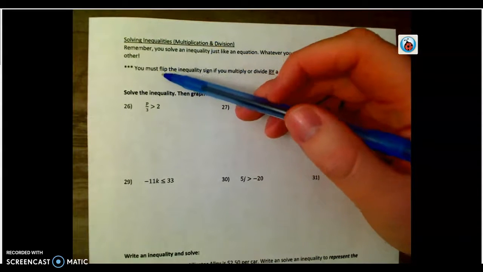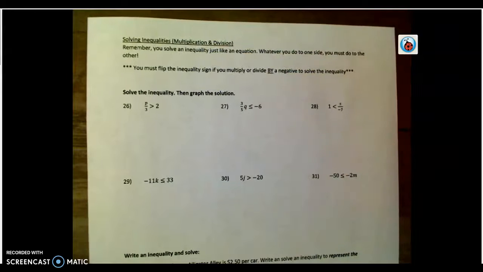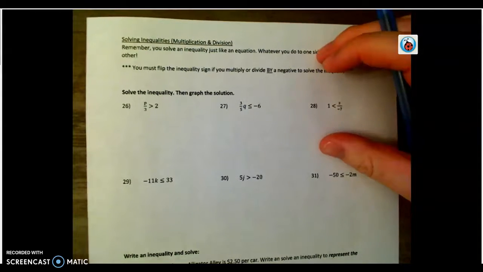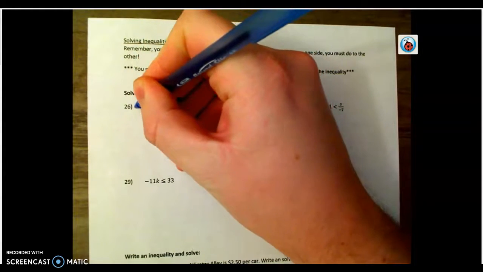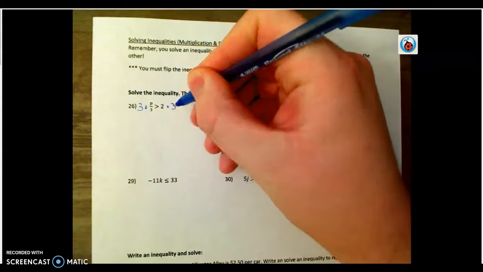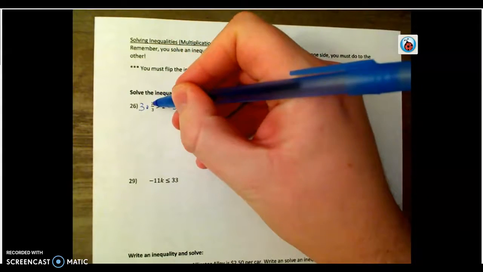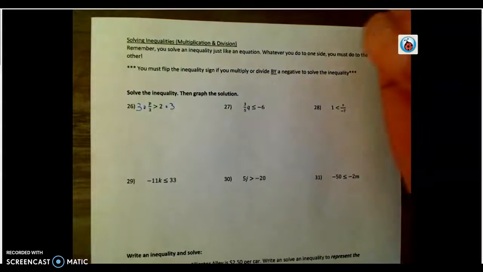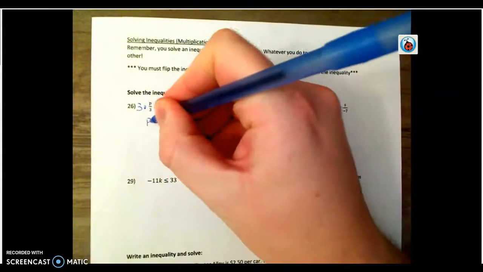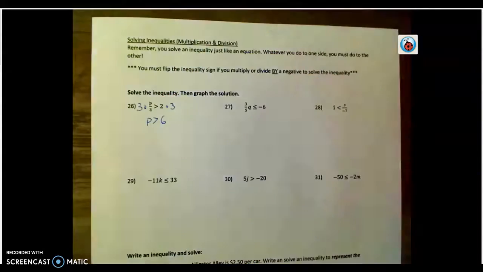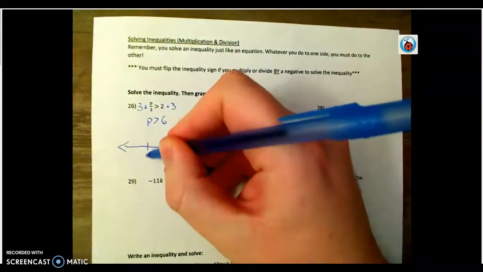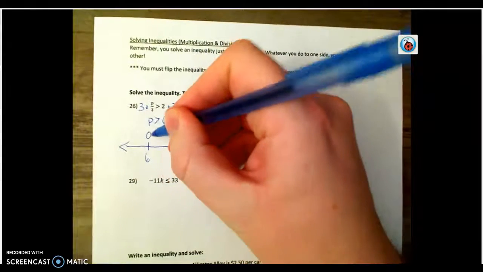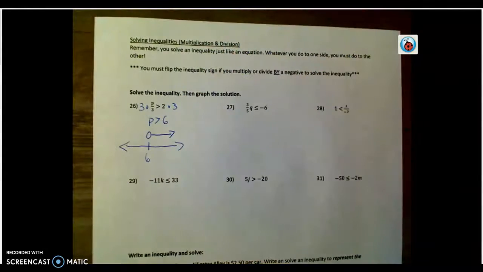Just a little reminder that you must flip the inequality sign if you multiply or divide by a negative when solving the inequality. So for number 26, our first step is to multiply both sides by 3, because p over 3 is the same as division, and to undo division, we multiply. So we get p is greater than 6. So we make a number line with our boundary point at 6, an open circle going to the right.